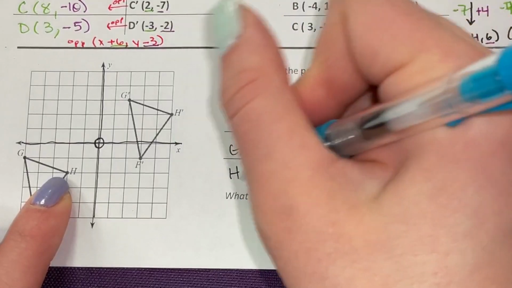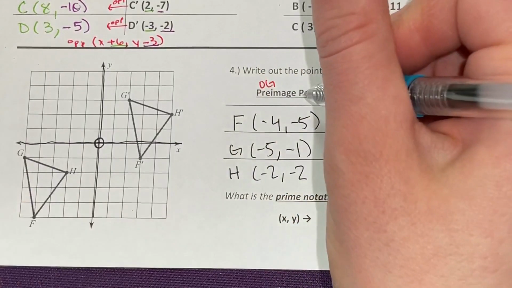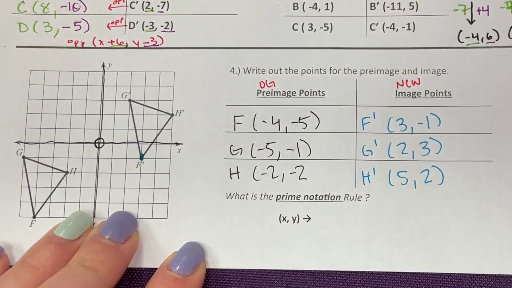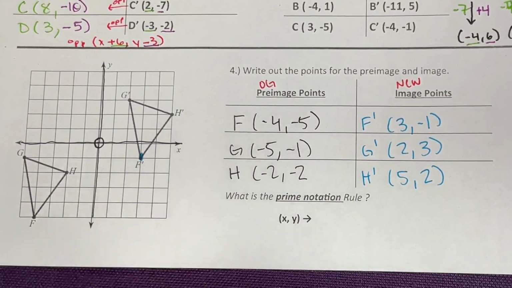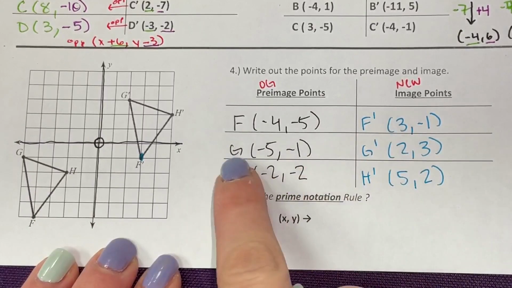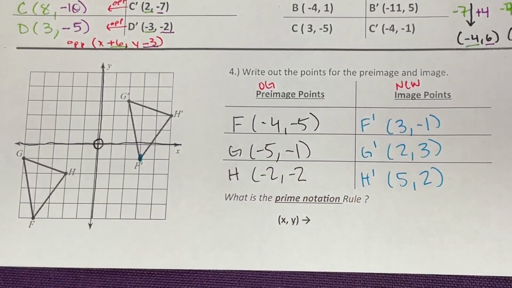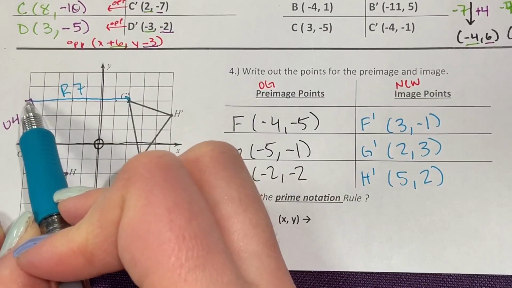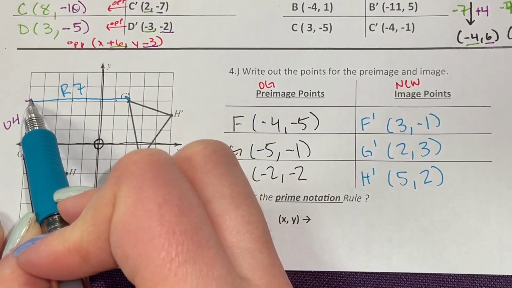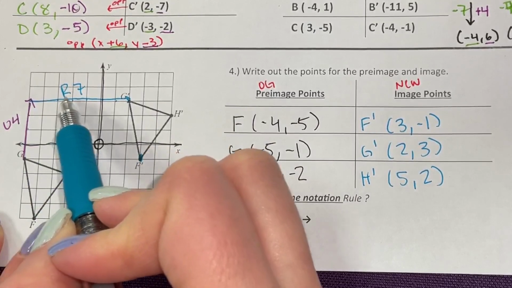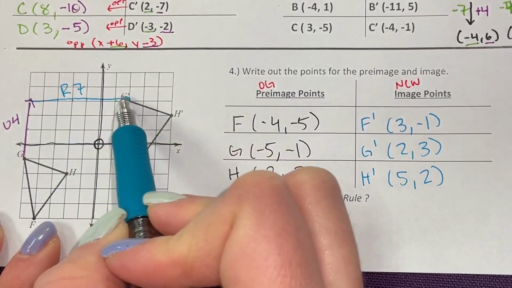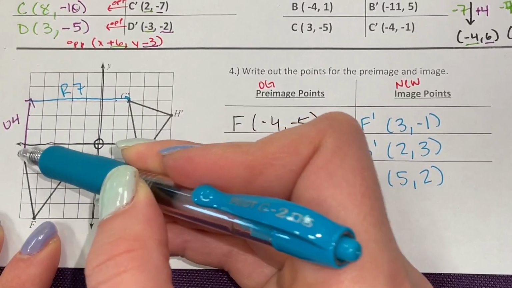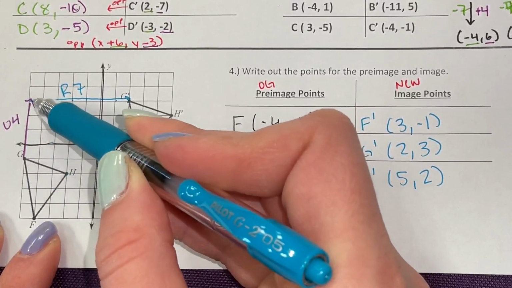For F prime, G prime, and H prime, now primes are always going to be your image. Regular letters without the prime is your pre-image, in case that wasn't clear. So those are the points. The rule, you can just pick one of the points. You can pick F, G, or H. It does not matter which one. I'm going to figure out how to get from G to G prime. Now be careful when you're counting, right? I started here and I go 1, 2, 3, 4, 5, 6, 7. This is not where you start. Same thing here. If you start here, then you go 1, 2, 3, 4.